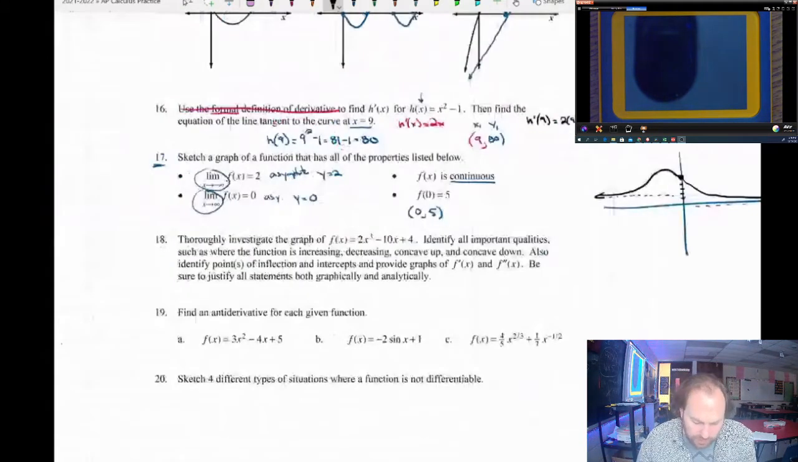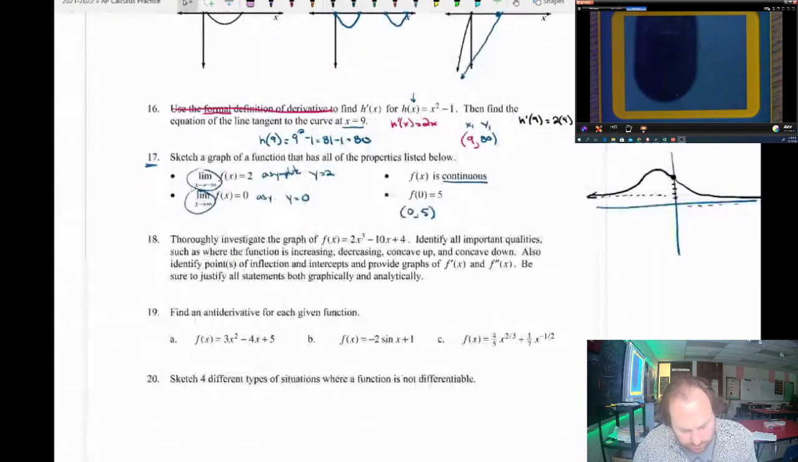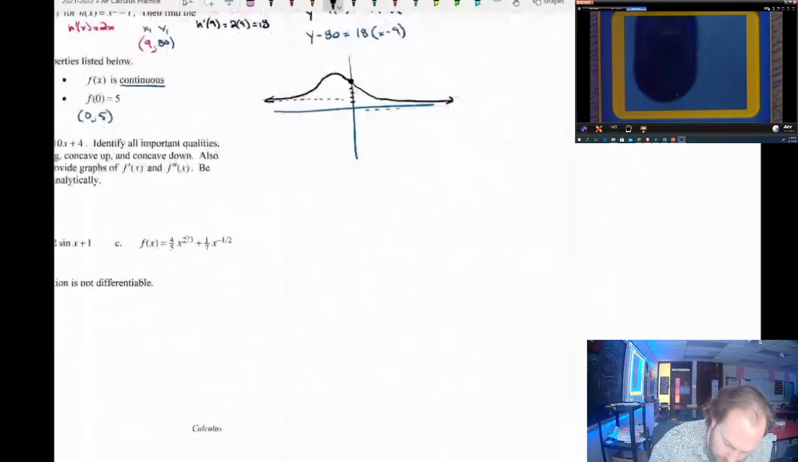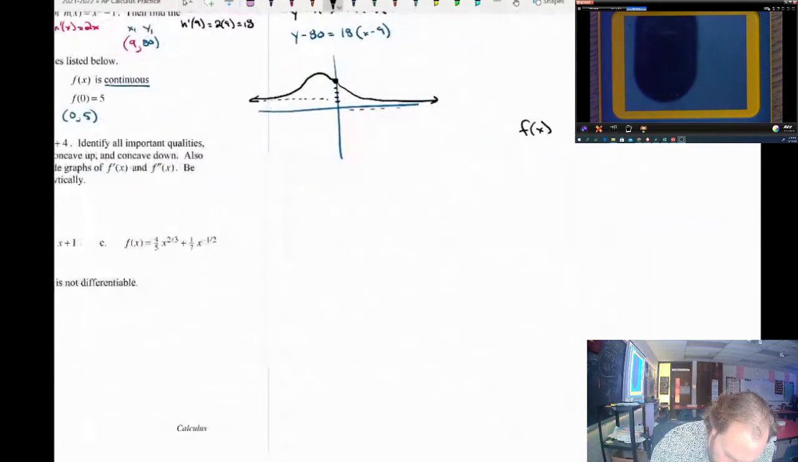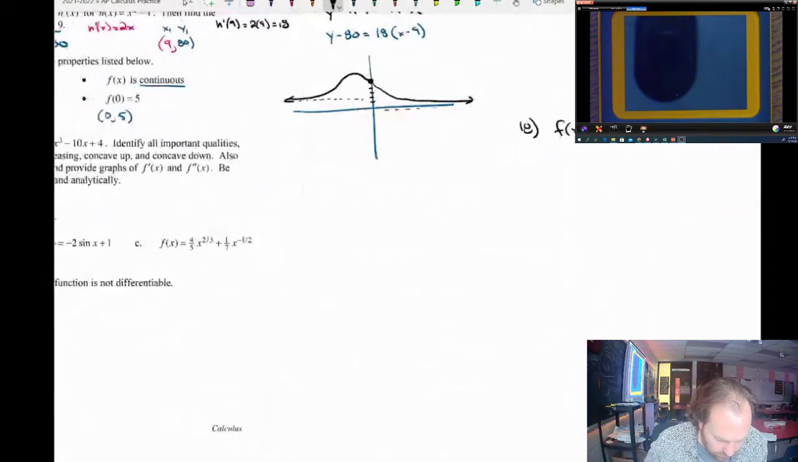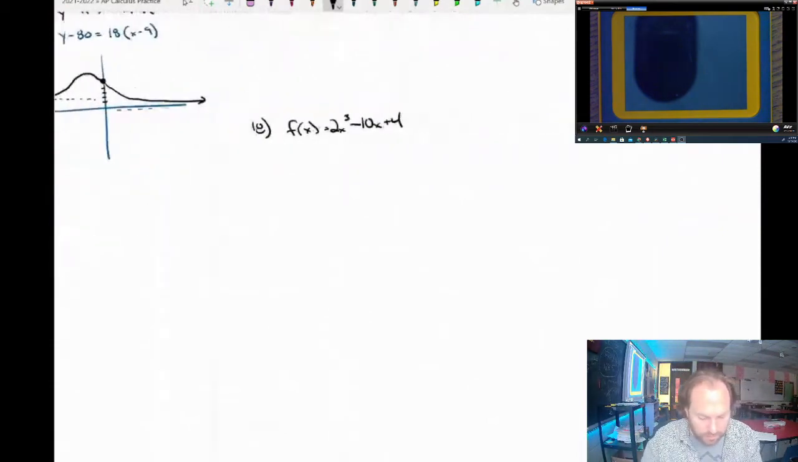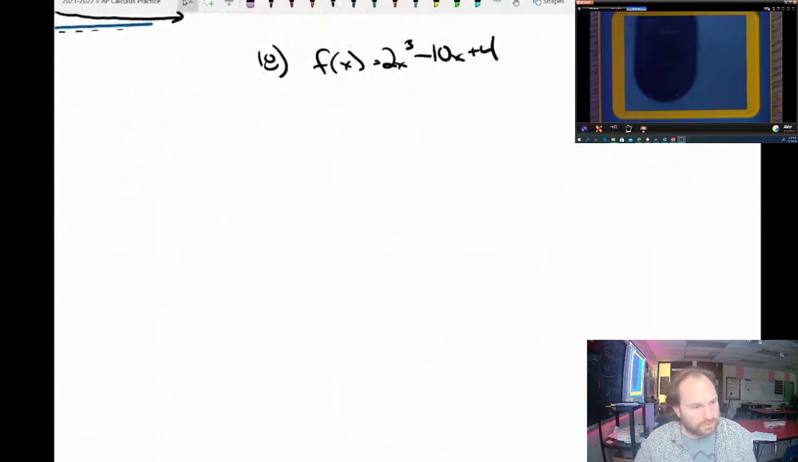18 asks us to thoroughly investigate the graph of f of x equals 2x to the third minus 10x plus 4. When you talk about increasing, decreasing, concave up, concave down, and points of inflection. So let's actually do that. It's actually not too tough to do. Let's start with our original function. This is for 18 over here. I'm going to do all my work in a blank space. I suggest that you do the same. We got 2x to the third minus 10x plus 4. Really common, very powerful AP Calc thing to be able to do.